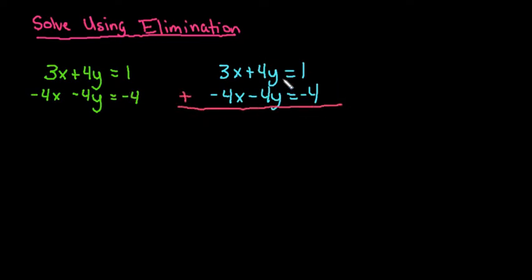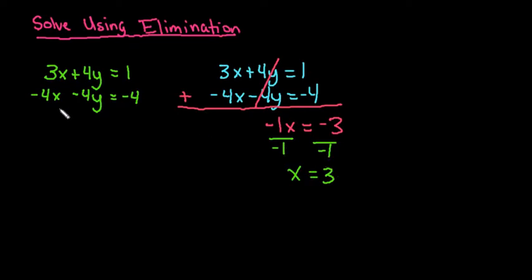When I add them together, my y terms cancel out, and so I'm left with 3x minus 4x, which is negative 1x, equals 1 minus 4, which is negative 3. You don't have to put the 1 there, I just did it so that you can see what I'm doing. And then I'm going to divide both sides by negative 1. So x ends up being positive 3.